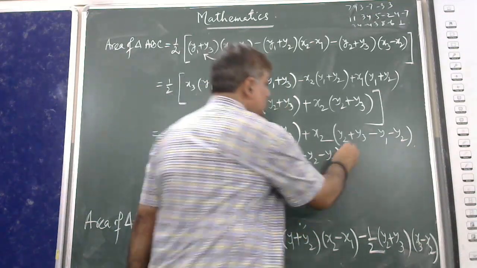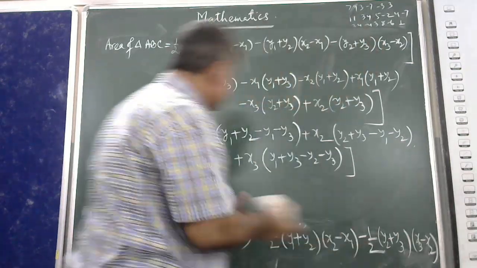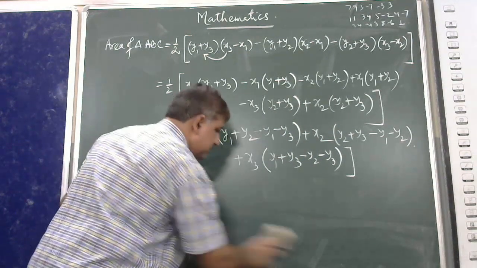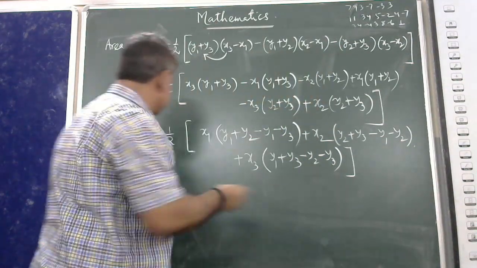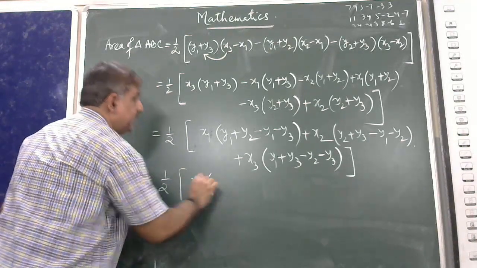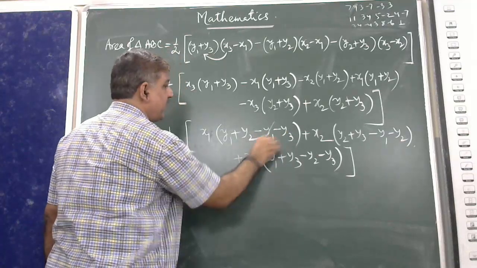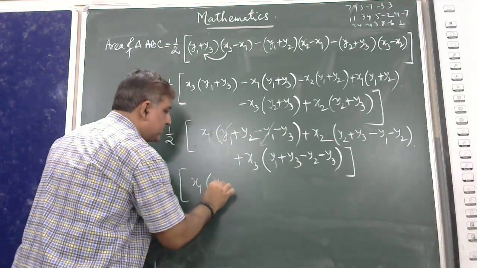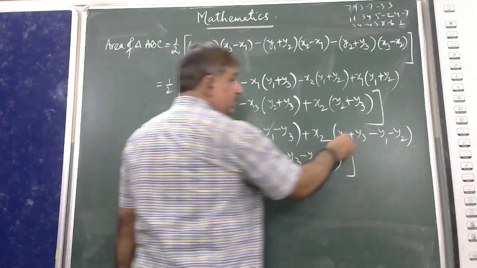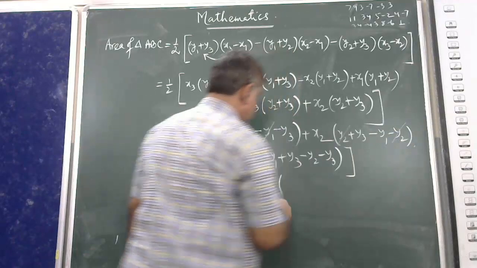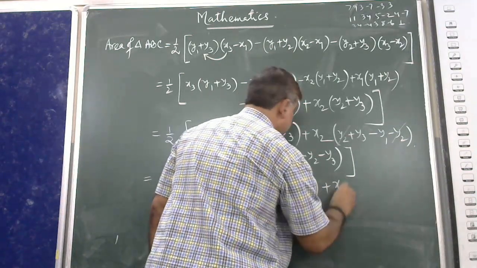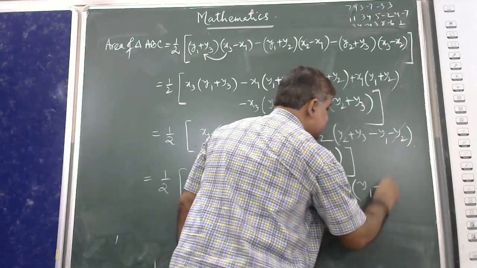Now what happens? You see here, the terms cancel out and you will get the area of the triangle in a simplified form as half in the bracket x1. Here you will get y2 minus y3, as y1 cancels out. Then plus x2, where y2 cancels out, you will get y3 minus y1. And then the third one, that is x3, you will get y1 minus y2.